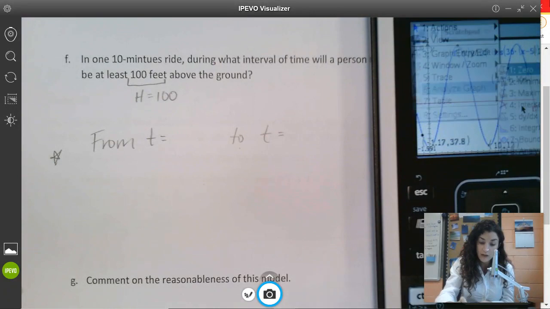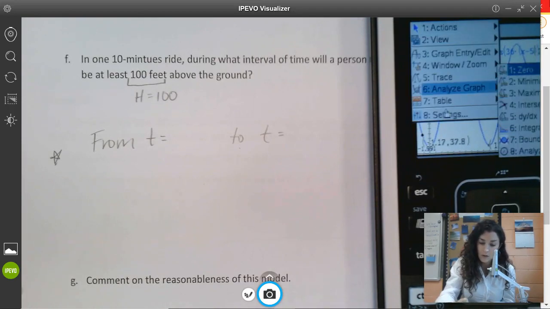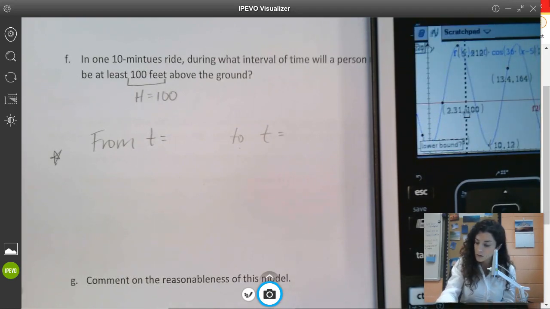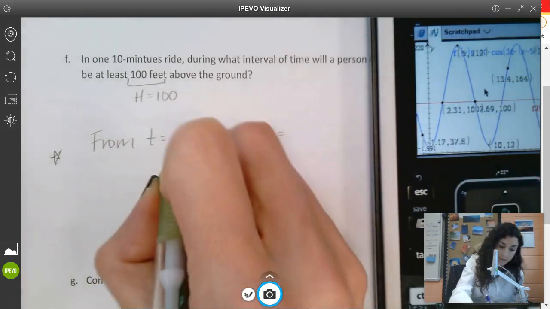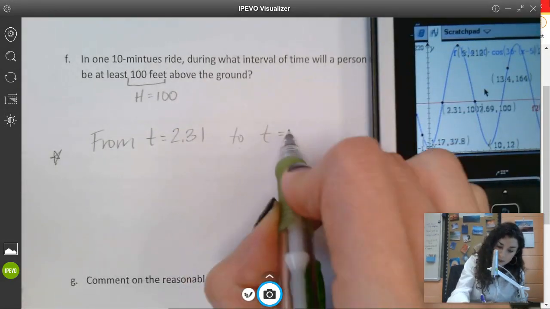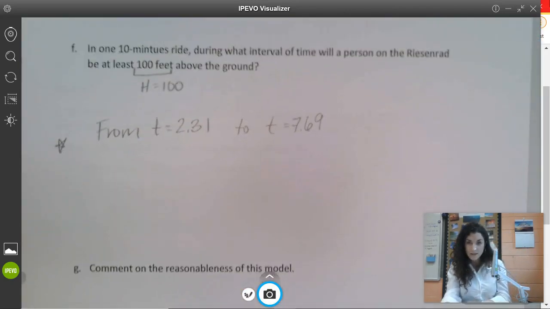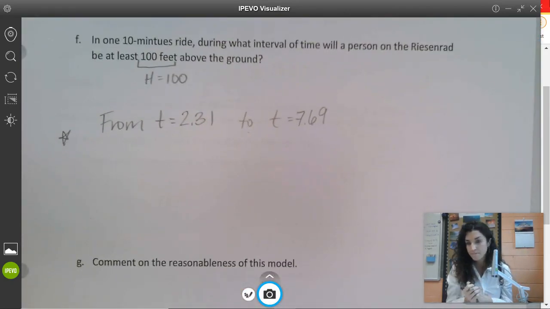Okay, all you have to do is find the intersection, right? And we're looking at the t values, so we're only looking at our x, quote unquote, values of those coordinates. And the x value is 2.31, 3 sig figs, to 7.69. So from 2.31 minutes to 7.69 minutes, you will be above 100 feet in the air.